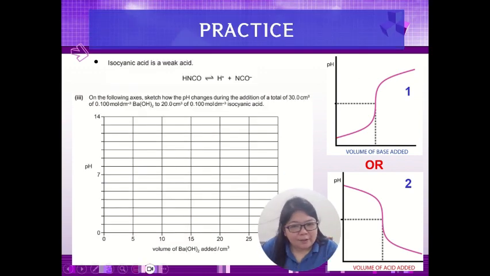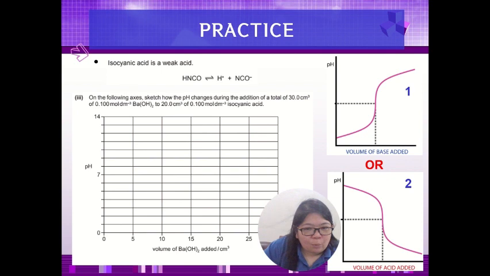Right, another question. This time you have isocyanic acid, and this question tells you it is a weak acid. And sketch how the pH changes during an addition of a total of 30 cm³ of barium hydroxide to 20 cm³ of isocyanic acid. Given this weak acid, think about barium hydroxide. Is it a strong base or weak base?